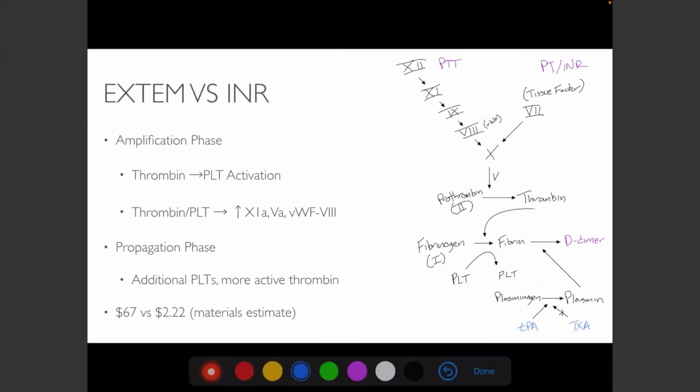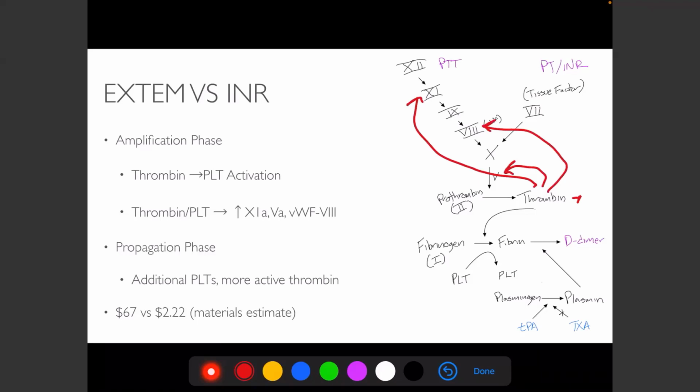So just briefly on XTEM versus INR, which I already commented on. I told you to dumb it down, but you understand that clotting is much more complicated than just a silly drawing. There are amplification stages throughout. When you have platelet activation, which is done a lot by thrombin, thrombin amplifies your 11 to 11A, which is here. It amplifies your 5A, which is this one, and von Willebrand, which is this one, and your von Willebrand complexes into this step too. So it's not just a linear thing.